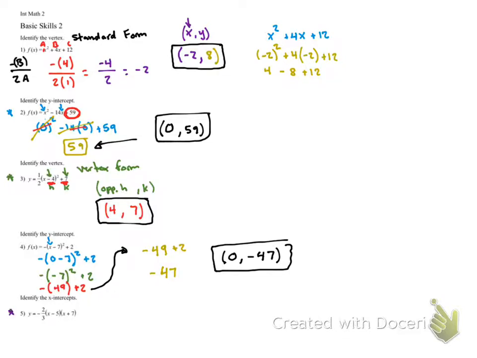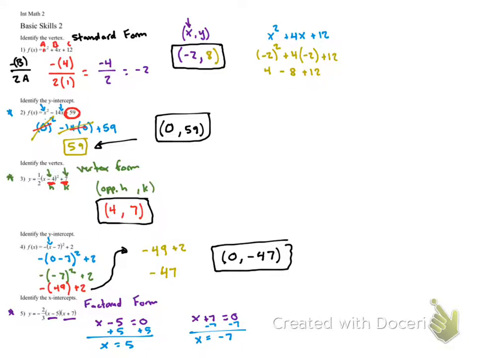Number 5, identify the x-intercepts. So we got to figure out what form we're given, and we're given factored form here. And factored form easily gives us the x-intercepts. So what we're going to do is take x minus 5 and x plus 7, rewrite it here equal to 0, and then x plus 7 equal to 0. And we're going to solve these. We're going to solve for x. So we get that x equals 5, subtract 7, and we get x equals negative 7.